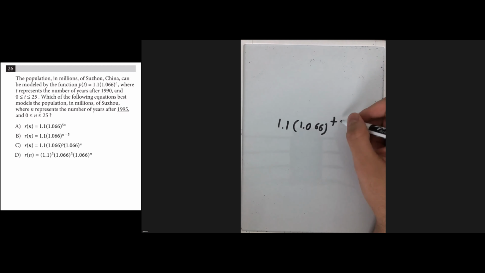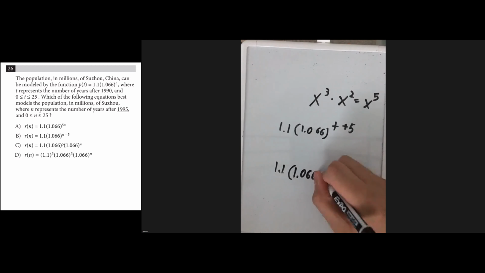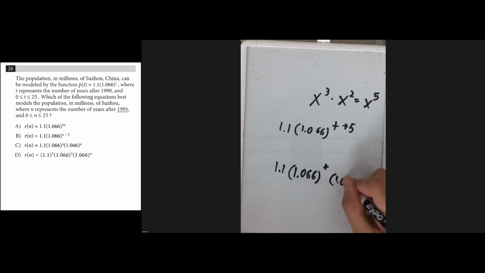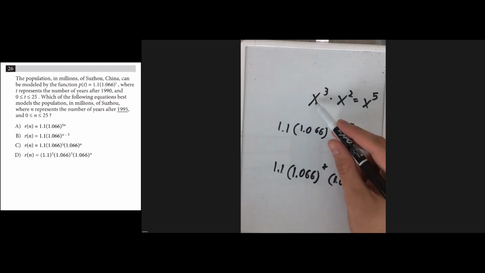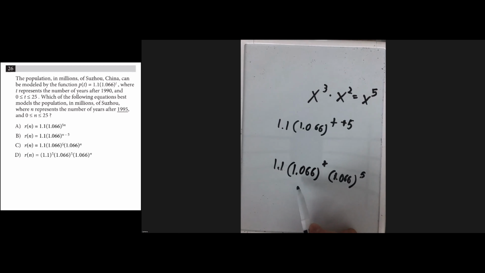This can be divided up into 1.1 times 1.066 to the t power times 1.066 to the fifth power, because we're basically just doing the same thing. Instead of using x, we're using 1.066, and it's basically the same thing. Also, 5 is just 3 plus 2. That's why I just used those numbers. So you get 1.1 times 1.066 to the t power times 1.066 to the fifth power, which is answer choice C.